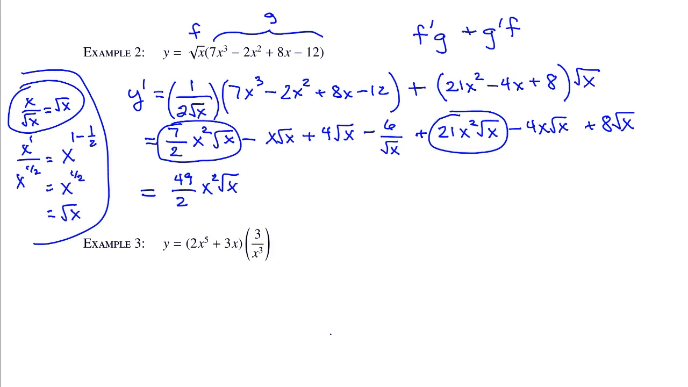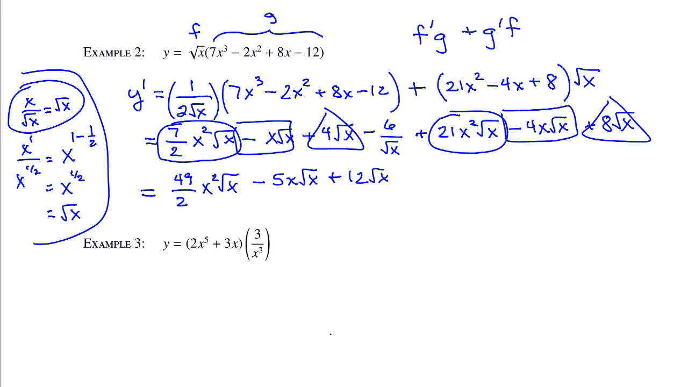Next we have x root x. There's minus 1 on the left. There's minus 4 on the right. So that's minus 5x root x. So that's this one and this one. Next we have 4 root x and 8 root x. That's 12 root x. And I'll put little triangles on those. And that leaves this last term of negative 6 over root x.